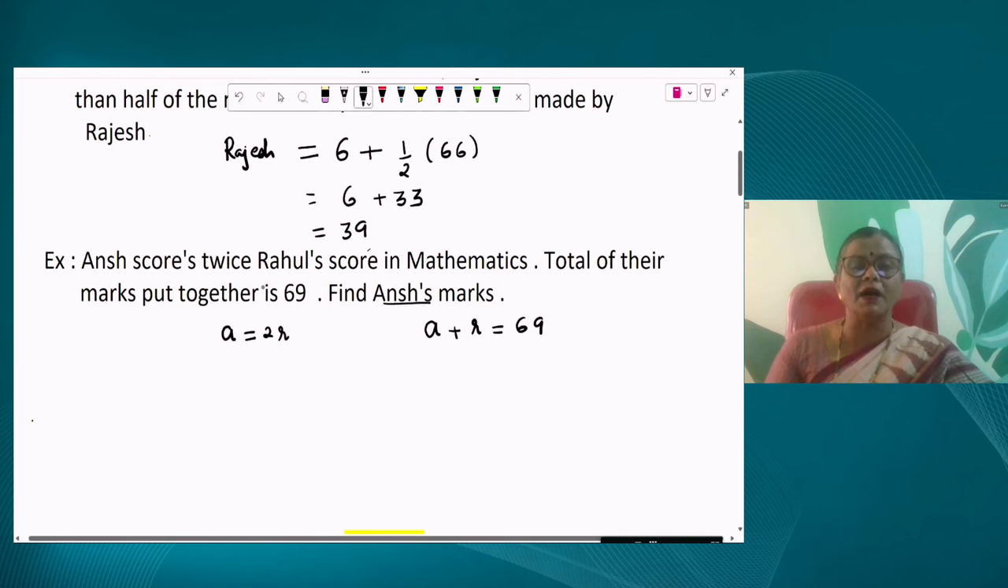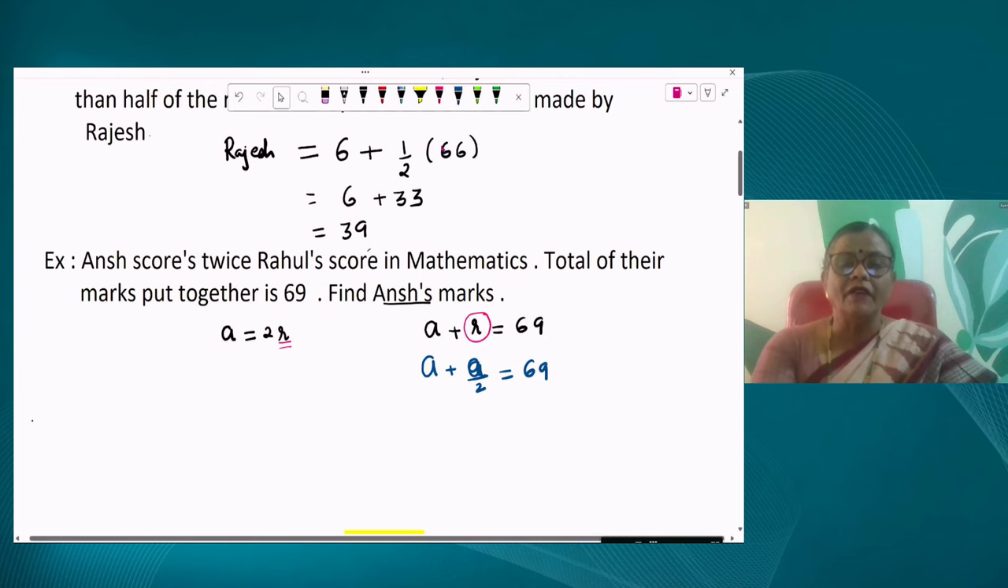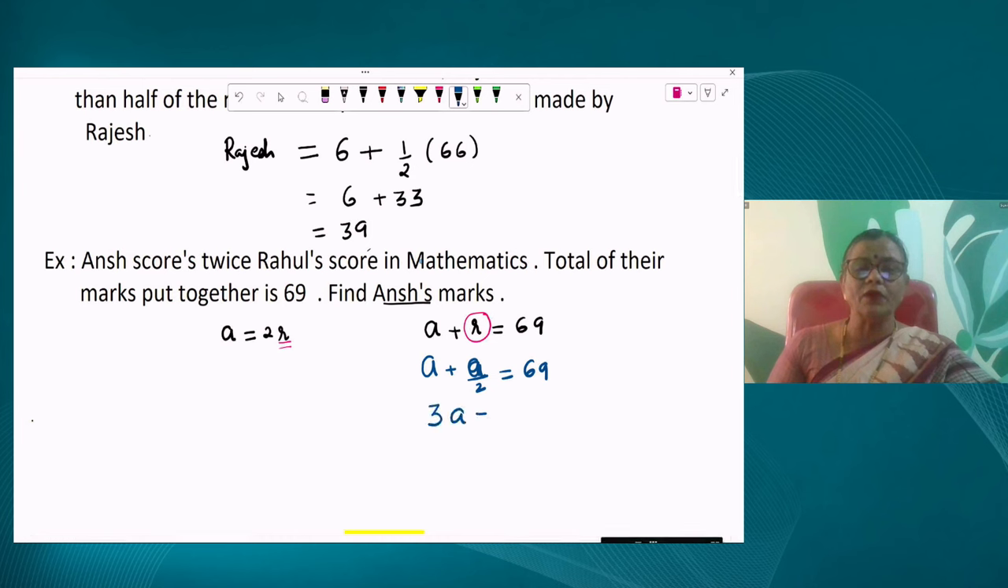We have to find ans mark. So what we do is, since we are finding ans mark, the mark that is R, which can be represented in terms of A, will be written this way, that is, A plus A on 2 is 69. So this is an expression that I have written, where we rewrite this step on the left hand side and it comes out to be 3A on 2 is equal to 69.